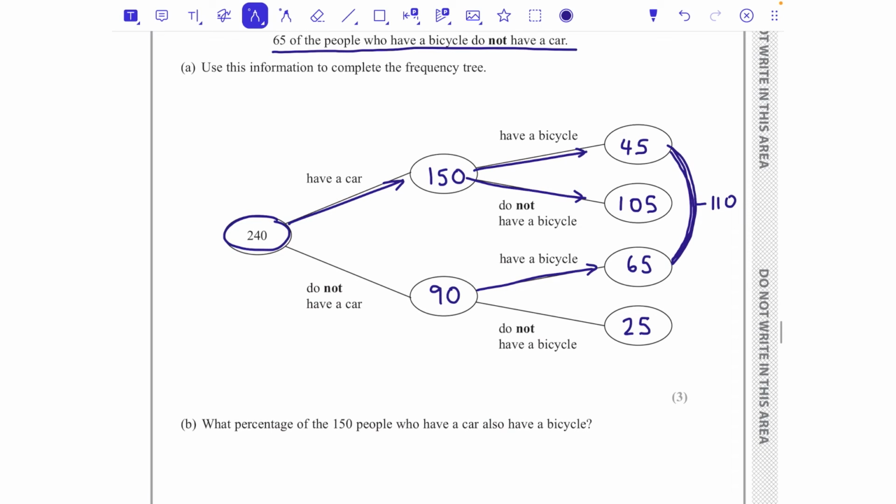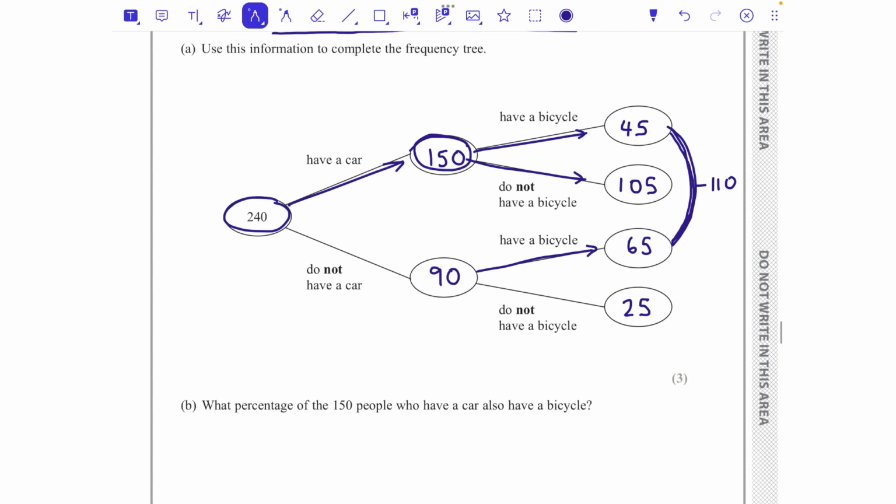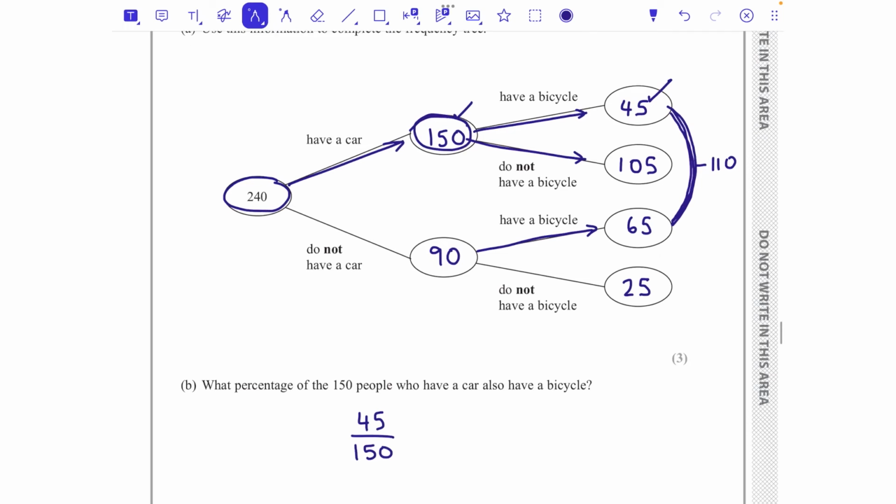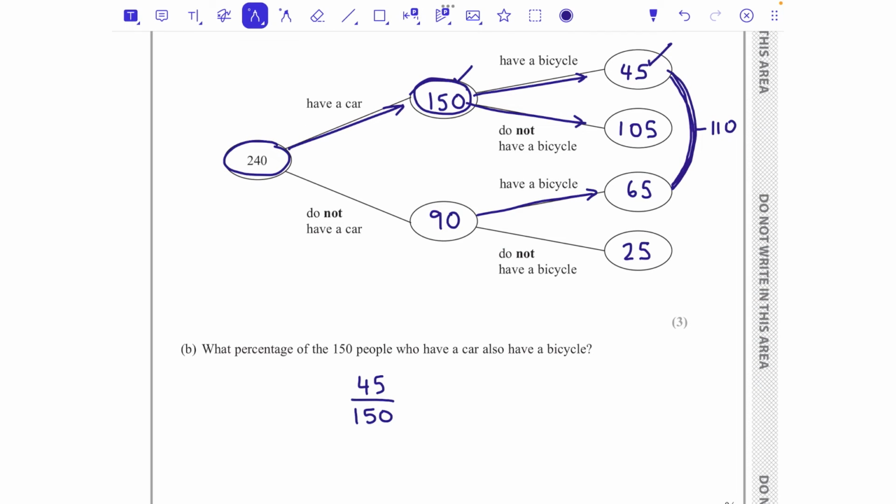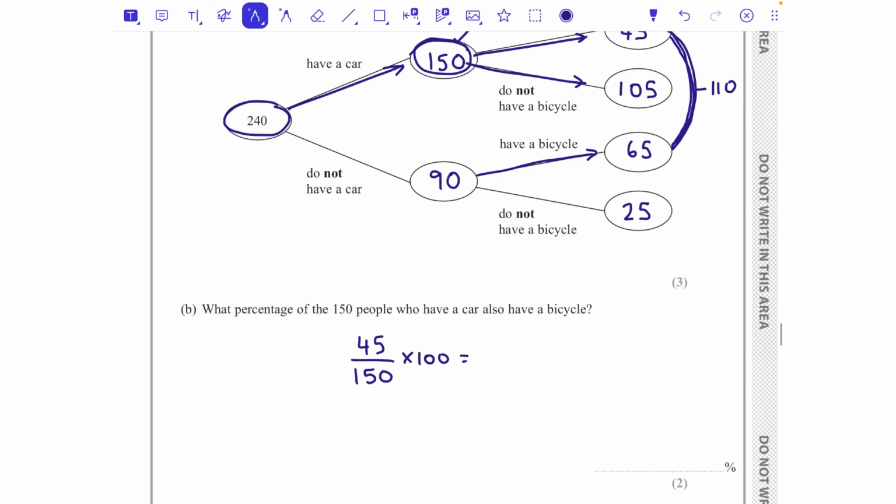What percentage of the 150 people who have a car, so out of these people, what percentage also have a bicycle? So that's going to be 45 out of 150. And they want that as a percentage. So if you want that as a percentage, you're going to type that in your calculator and then just times it by 100. So 45 out of 150 times by 100 gives me 30. So that is going to be 30% as your answer there.